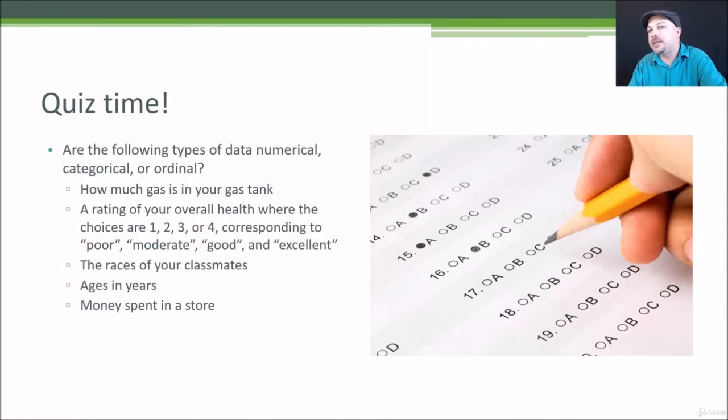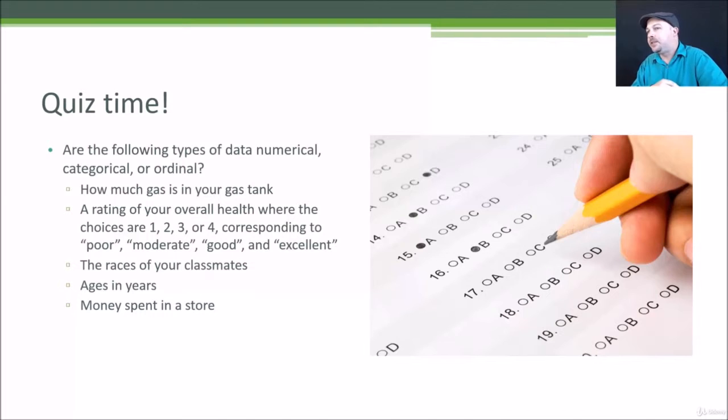How about the ages of your classmates here in this class in years? A little bit of a trick question there. If I said it had to be an integer value of years, like 40, 50, or 55 years old, then that would be discrete numerical data. But if I had more precision, like 40 years, 3 months, and 2.67 days, then that would be continuous numerical data. But either way, it's a numerical data type.